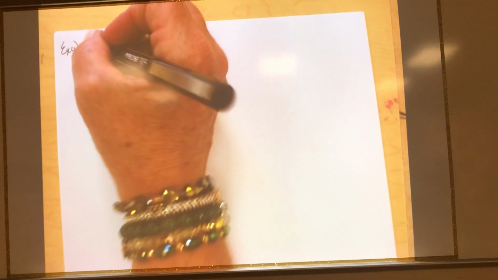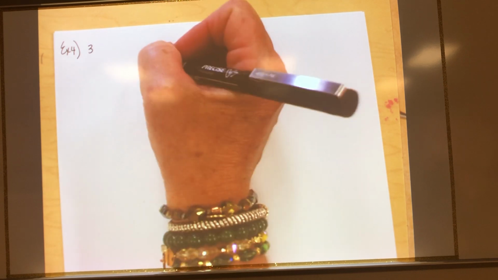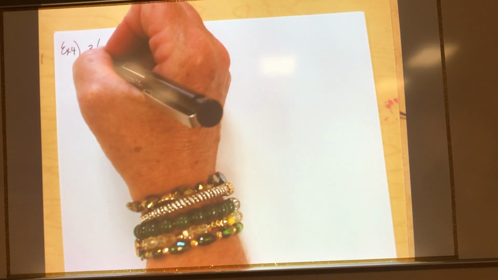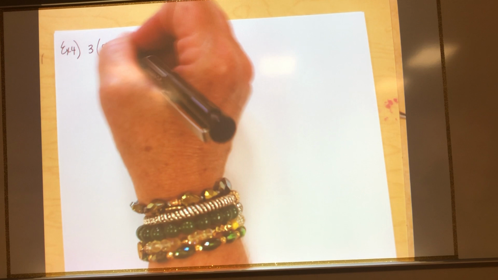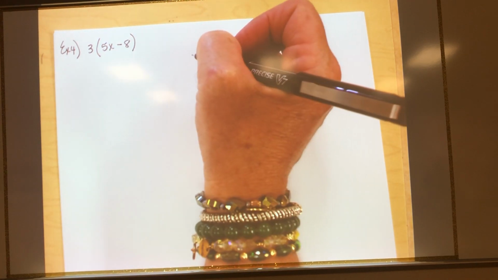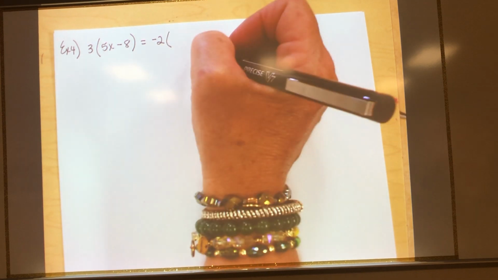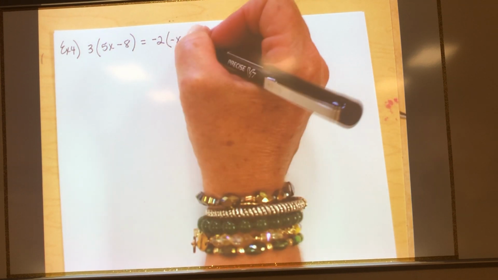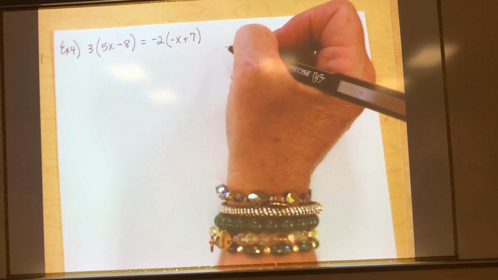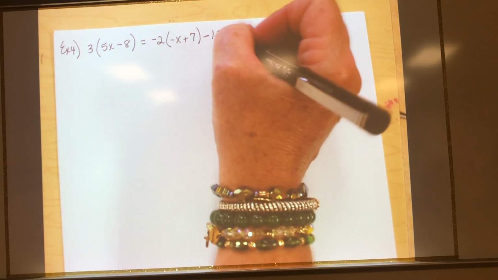One more. Okay, this is the last one. So, example 4. There's actually one more example in this section, but we're going to do it on Tuesday. All right, so here we go. 3, write this down. 3, open parentheses, 5x minus 8, close the parentheses, equals negative 2, open the parentheses, negative x plus 7, close the parentheses, and minus 12x.